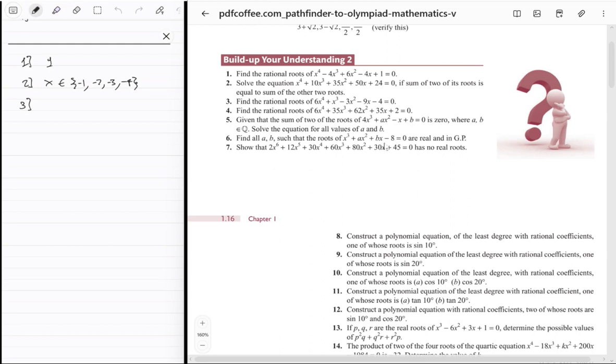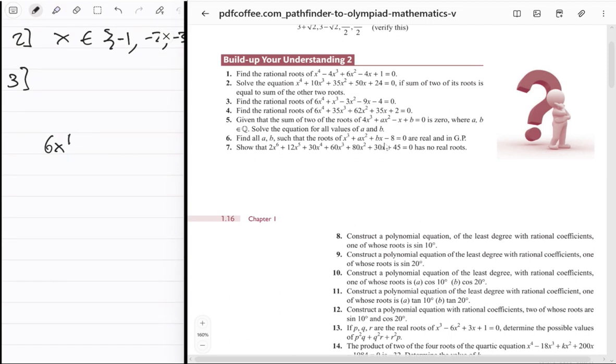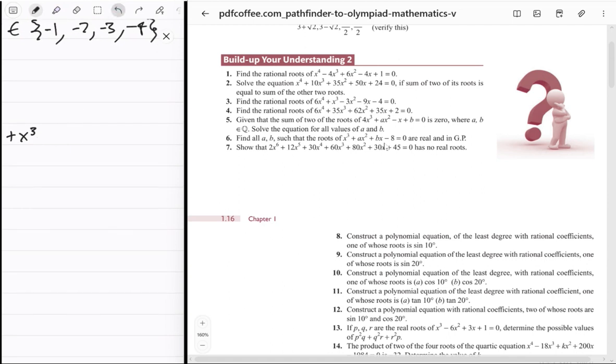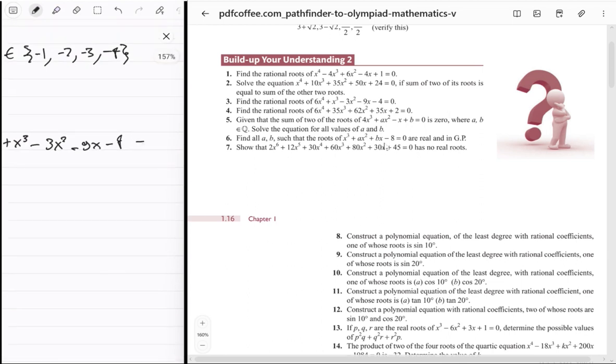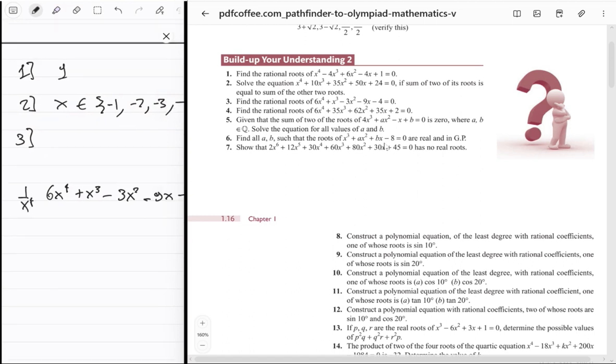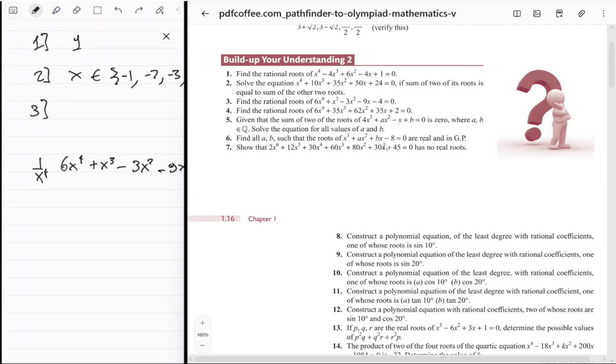So what I'm saying is, you've got this polynomial equation: 6x^4 + x^3 - 3x^2 - 9x - 4 = 0, right? So what I'm saying is multiply this whole thing by 1 upon x^4, and in fact you also want to make this coefficient positive, so multiply by a negative as well, right?